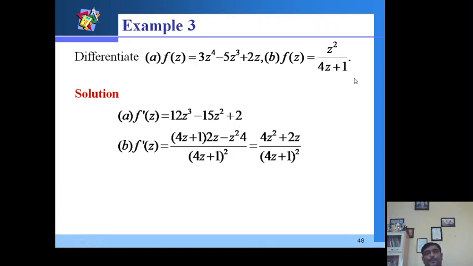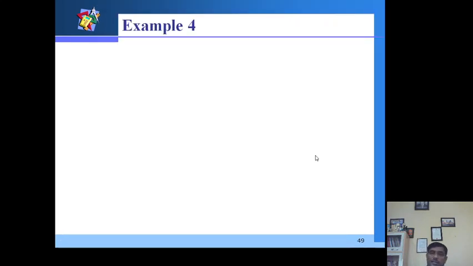Now, the derivative of this function: here it is in the form of a quotient, so you can apply the quotient rule. 4z plus 1 the whole square is the denominator; keep the denominator as it is and differentiate the numerator, that is, the derivative of z square is 2z, minus keep z square as it is and differentiate the denominator, which gives 4, because 1 is a constant. If you simplify, you get the result for this.